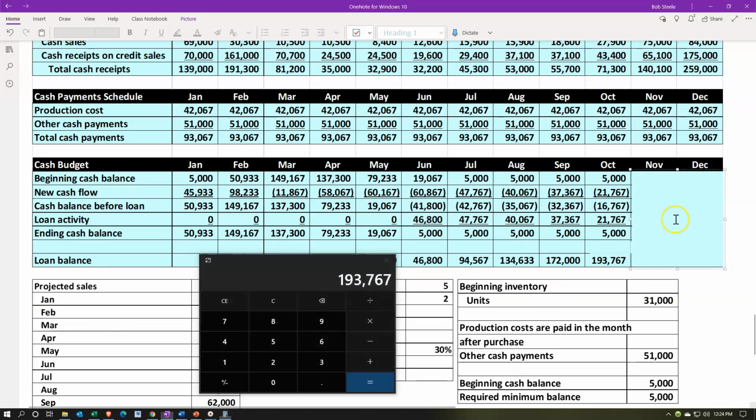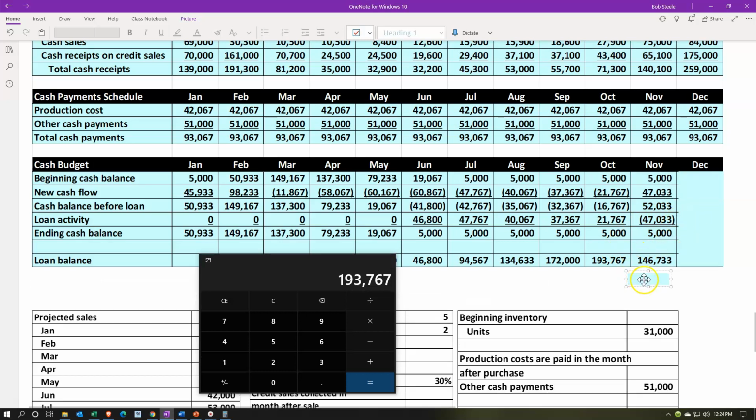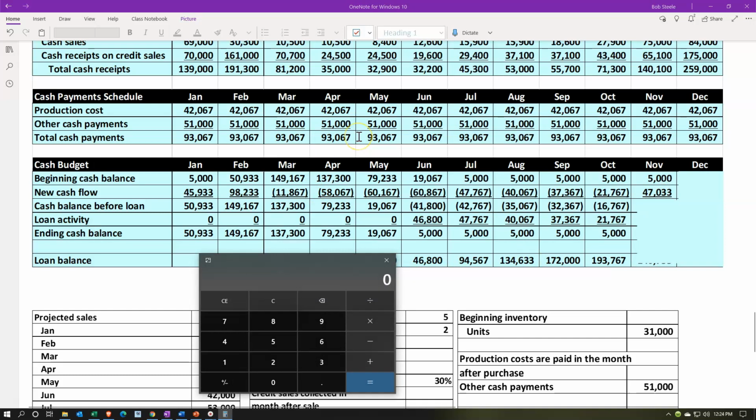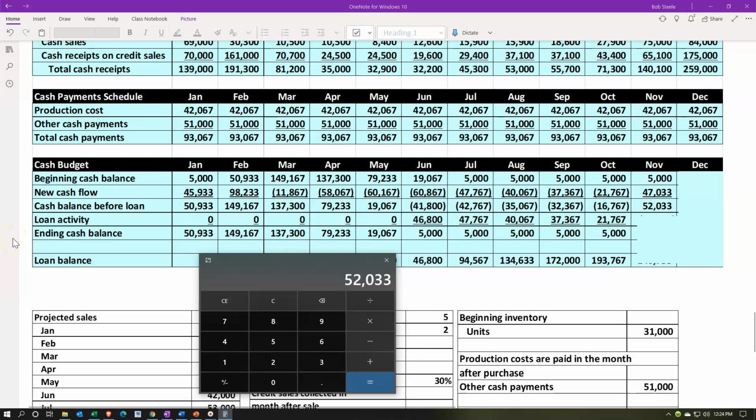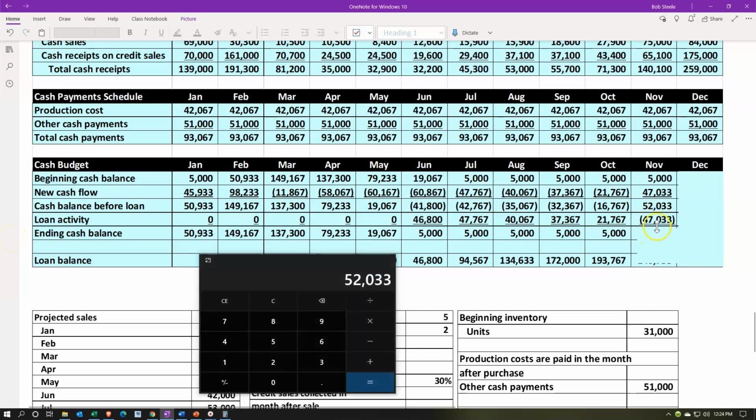So now we're up to 193,767. November, that's when we start making sales, though. That's when the stuff happens the way it's supposed to happen. It's supposed to happen this way all year long. So then we got the 5,000, and now we're in the positive here. So now we've got the 140,100 minus the 93,067. So a net increase on the cash flow. That's good. And then if I add that to the 5,000 beginning balance, we're at 52,033.